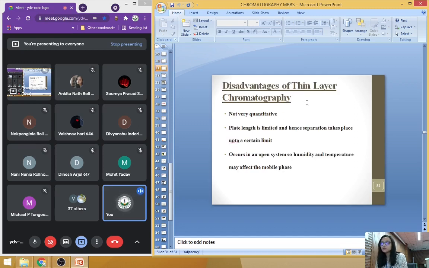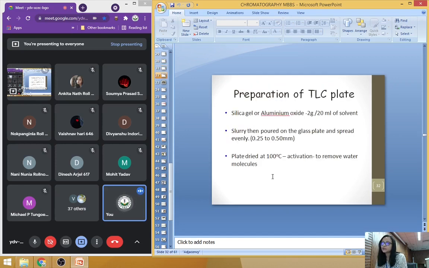However, there are also several disadvantages. Number one is it is not very quantitative. Then the plate length is limited. It is very small compared to paper chromatography. And separation takes place up to a certain limit. And this also occurs in an open system. So humidity and temperature may affect the mobile phase.